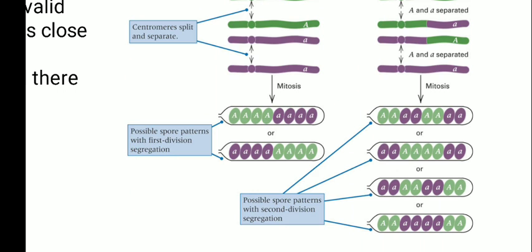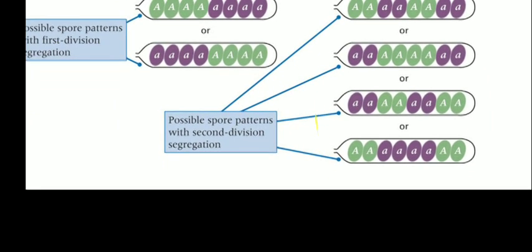Then at the last step, the possible spore pattern with the second division of segregation takes place. Then at the second level of segregation, any of these four possible segregations can take place.